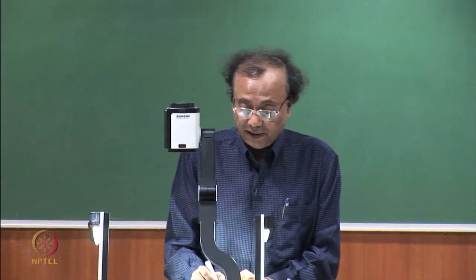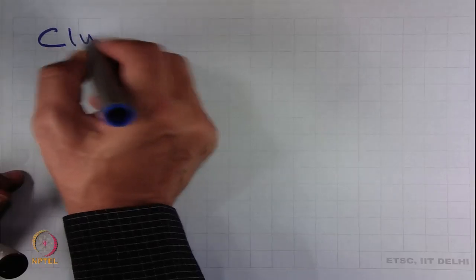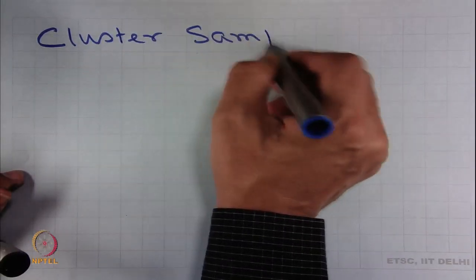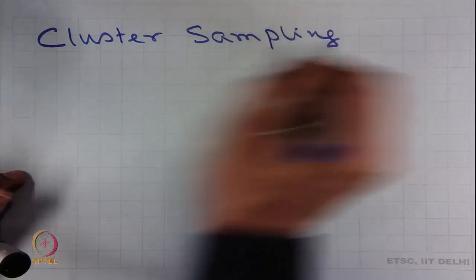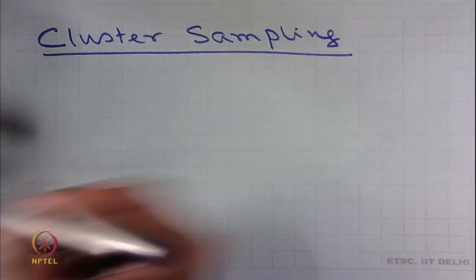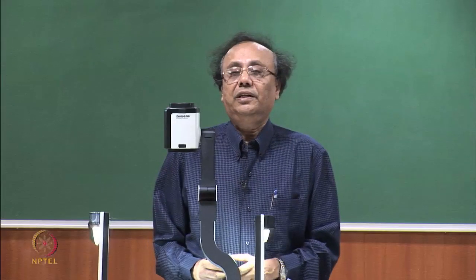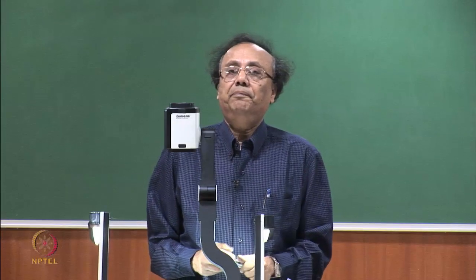Another way of sampling is called cluster sampling. For example, we are making an economic survey on the population of Delhi.